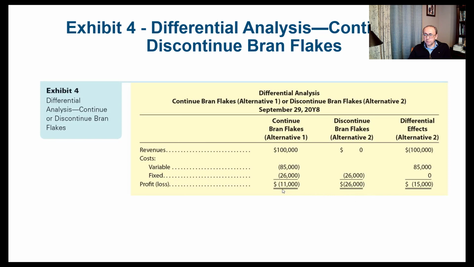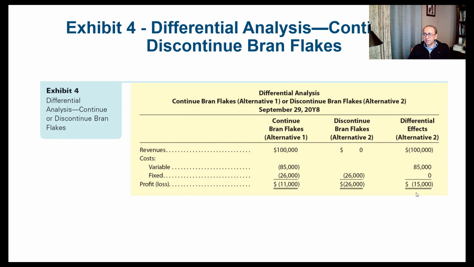Again, looking at these two options, or two alternatives, you can tell that it's better to continue the bran flakes, even though as a division it's losing. So revenue would go down by $100,000 if we decided to discontinue it. Variable cost is going to go down by $85,000. The fixed cost is going to be the same, so there's no differential effect, and then the profit is going to go down by $15,000. That's why discontinuing this division is not going to be a smart thing to do.